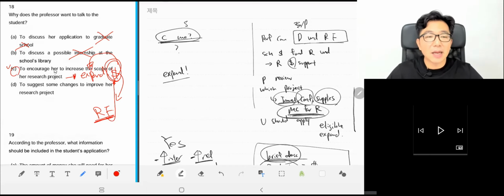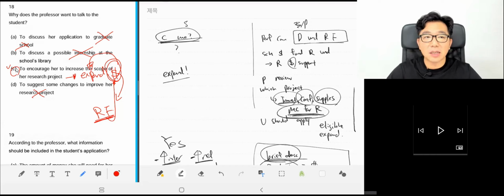Let's check D. D, to suggest some changes to improve her research project. No. So at first sight, C looks a little bit different from letting her know about the research fund and asking her to apply for it. But in essence, C is exactly that, because in order to expand the research, the professor believes she needs to apply to this research fund because he believes she can get it. Okay, so the answer is C.